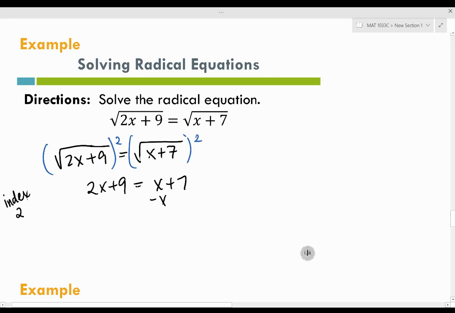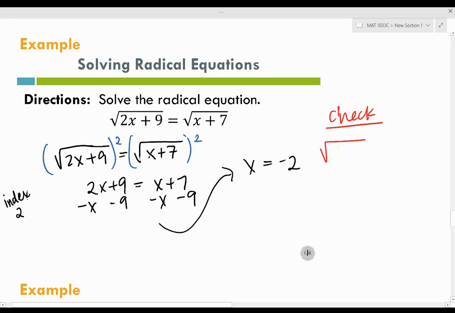I just like my variables on the left out of habit, so I'm going to move them that way. And I'm going to move my constants to the other side. So that's going to give me x equals negative 2. All right, so before we can accept that as our final answer, we're going to have to check it. That means we need to plug in -2 into our original equation.